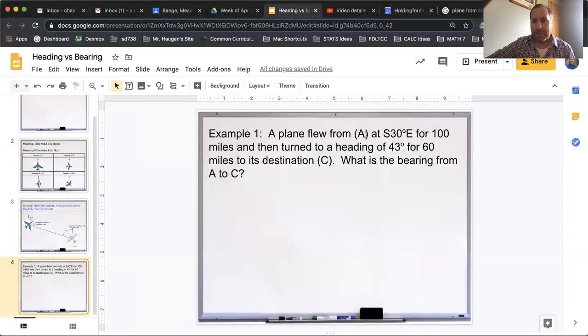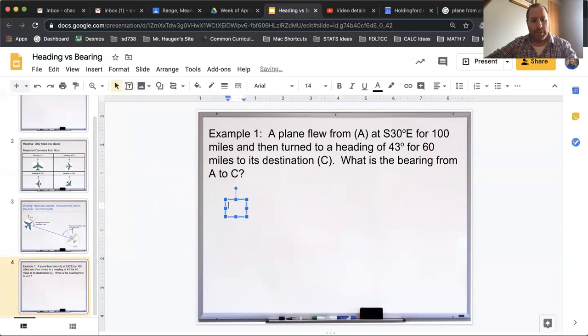So we'll look at an example with a few different types of things in here. I tried to put a few things in here. Here a plane flew from, I'm just going to call them point A, point B, point C. Obviously, when you're navigating, you'd go from city to city. But to simplify things, we're just going to work with these points here. So we're going to start at some point A.